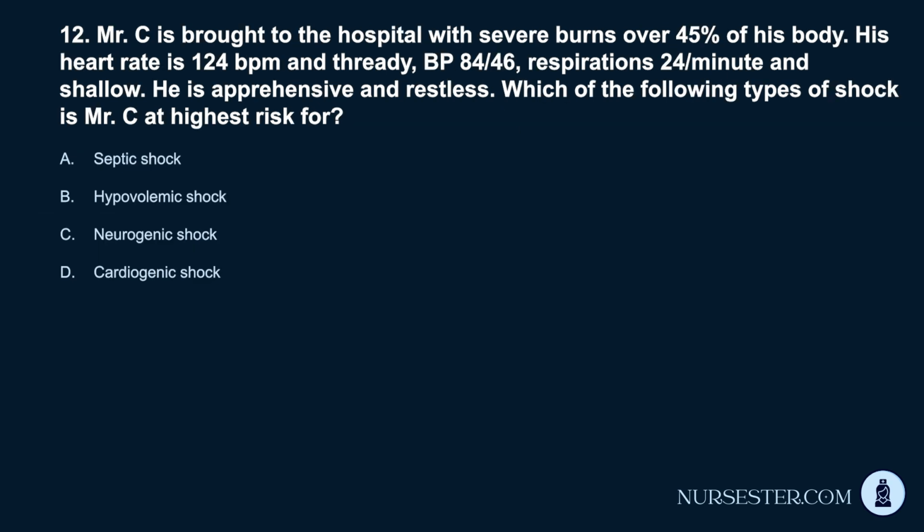12. Mr. C is brought to the hospital with severe burns over 45% of his body. His heart rate is 124 bpm and thready, BP 84/46, respirations 24/minute and shallow. He is apprehensive and restless. Which of the following types of shock is Mr. C at highest risk for? A. Septic shock. B. Hypovolemic shock. C. Neurogenic shock. D. Cardiogenic shock. Correct answer: B. Hypovolemic shock.